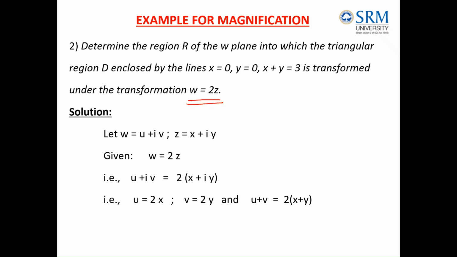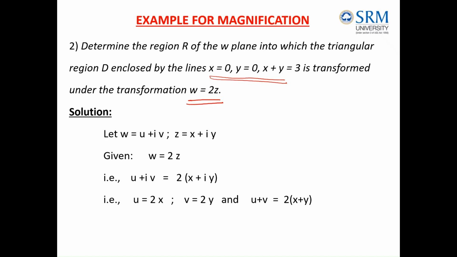The region R of the w plane into which the triangular region D enclosed by the lines x equal to 0, y equal to 0, x plus y equal to 3 is transformed under this transformation. So we need to find what is the image of the triangular region whose edges are given here under this transformation w equal to 2z.